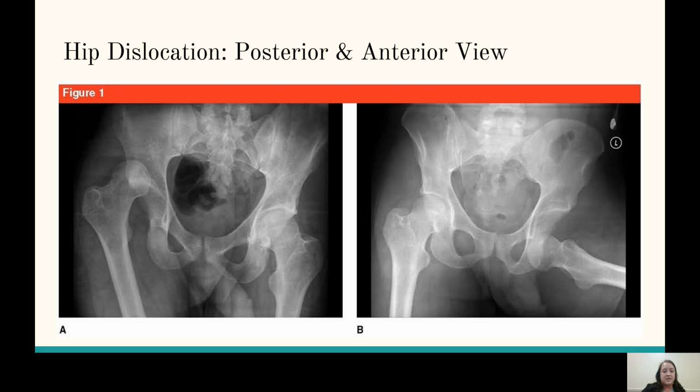In this picture, I have a hip dislocation. Image A on the left is a posterior hip dislocation, and image B is an anterior view of a hip dislocation.